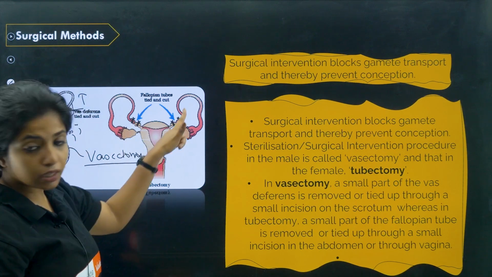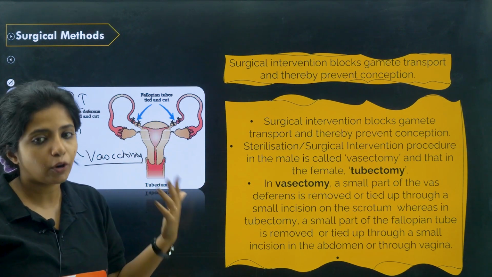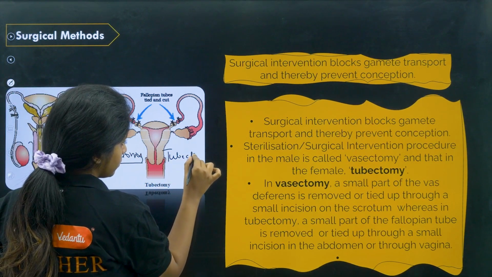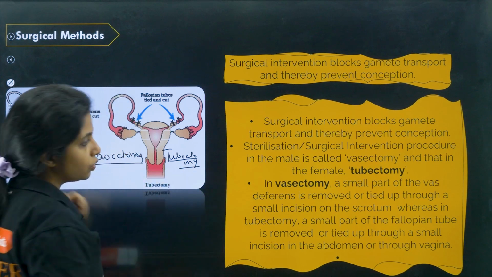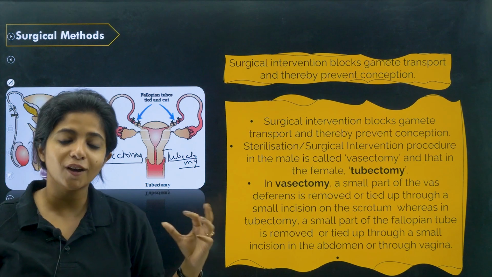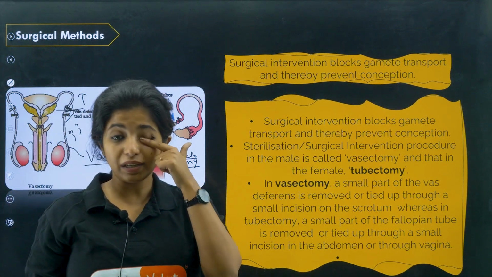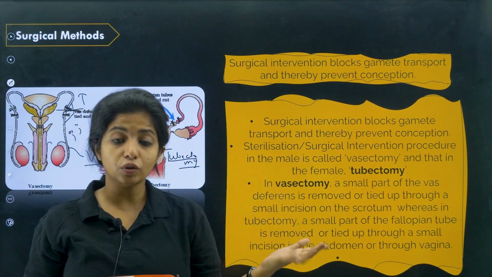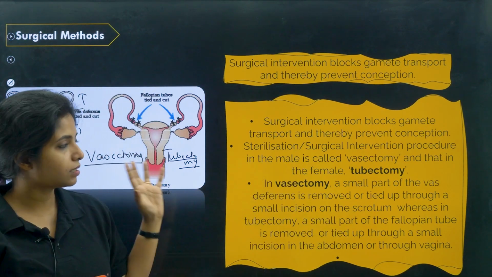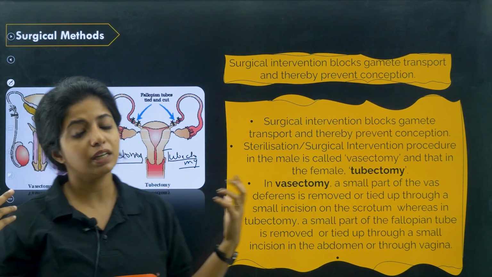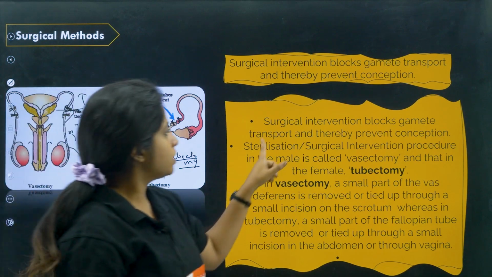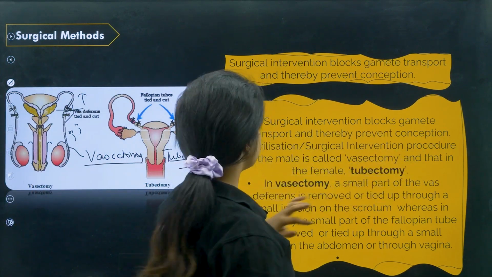Now, if you're cutting over here in the case of females who carry the ovum, it is the fallopian tube. If you're cutting the fallopian tube, you call it tubectomy. So surgical intervention blocks gamete transport. That is the principle. It does not allow the transport of gametes. So first thing was meeting, you were preventing the meeting. Second thing, you were making the uterus unsuitable or the cervix hostile, or you were doing something with the sperms. Anyways, fertilization or implantation was not happening there. In the surgical method, you are preventing the transport itself. So surgical intervention blocks the gamete transport and thereby prevents conception.